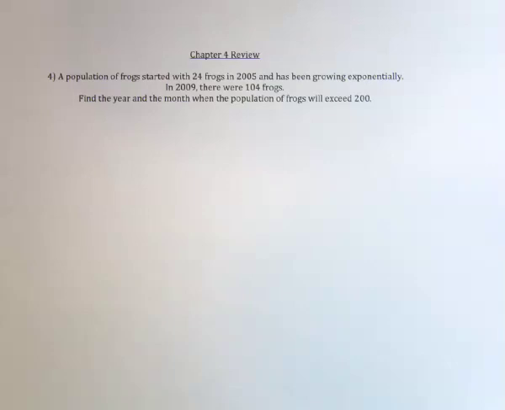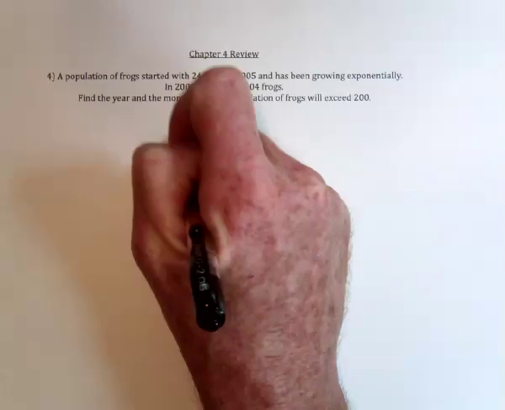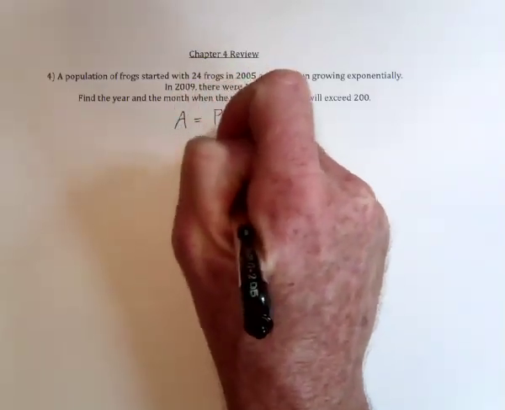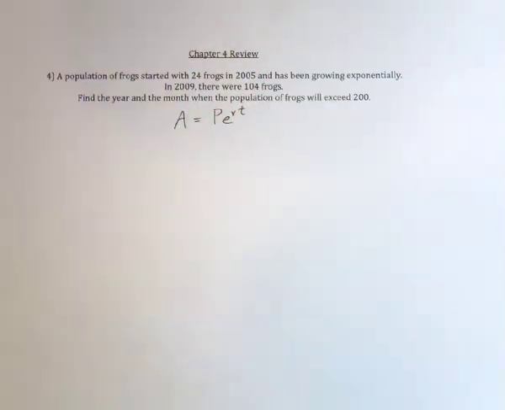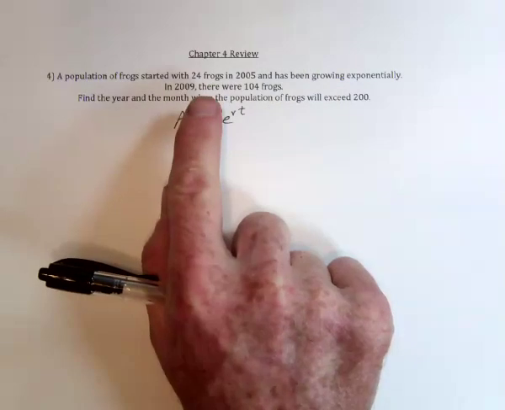Here's another exponential growth problem, but this, being a population of frogs, means that we should use the natural exponential growth formula. The P, the beginning amount, and then e to the rt. Only one small problem. In here it doesn't say what the rate is, so we're going to have to find that ourselves.